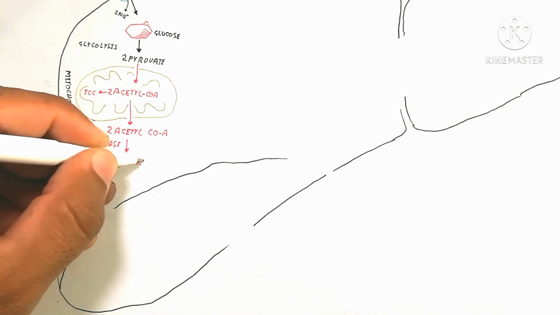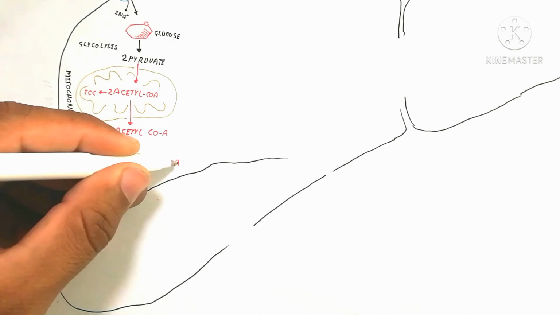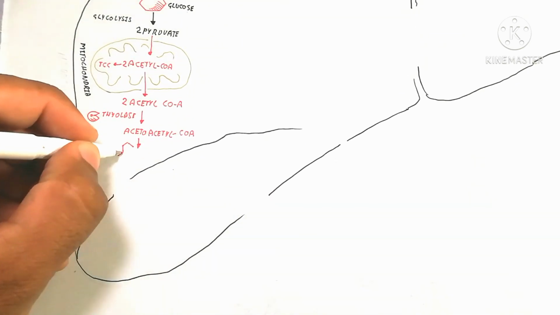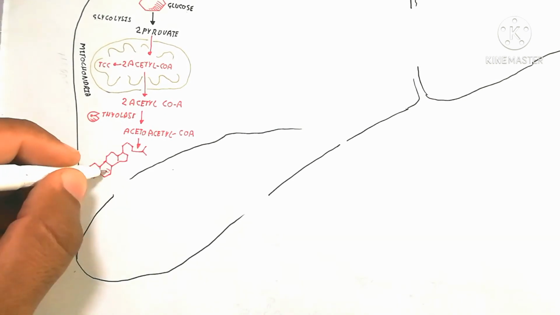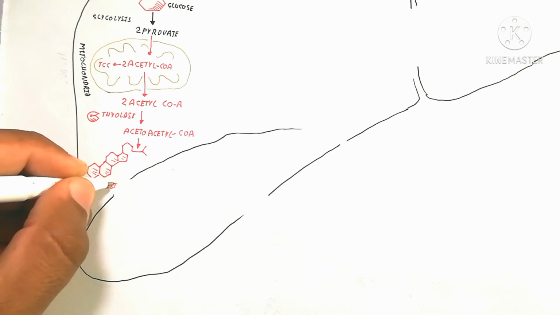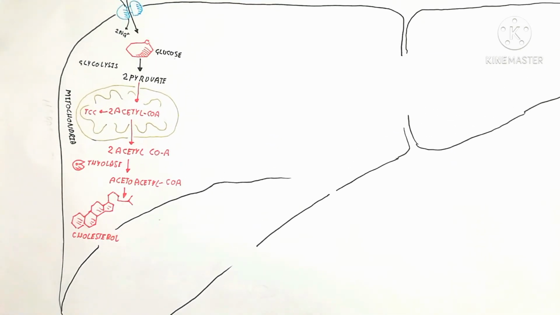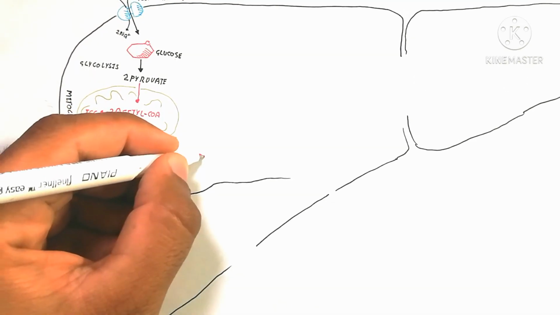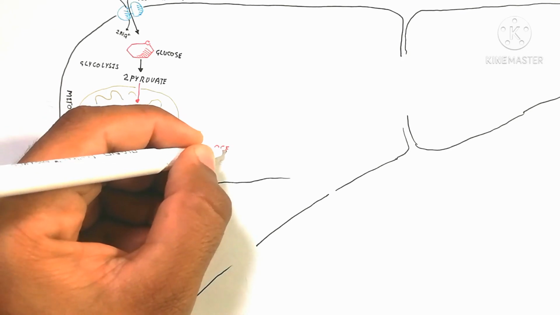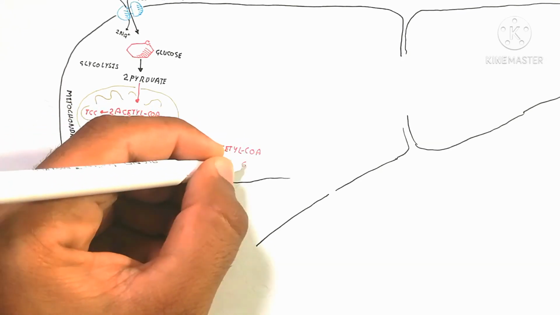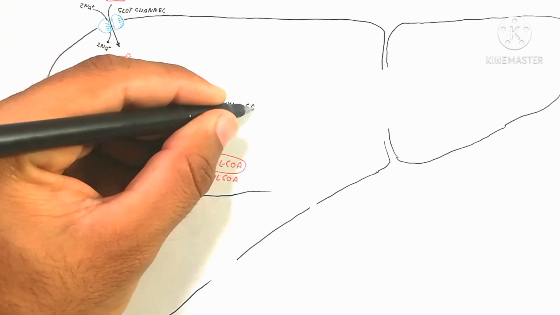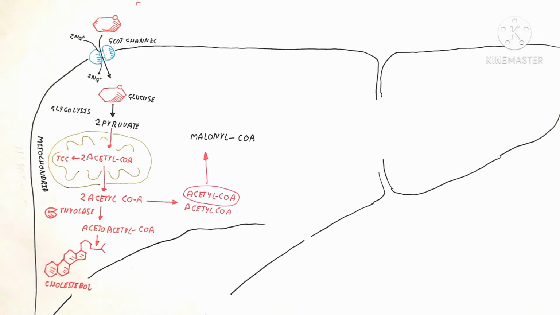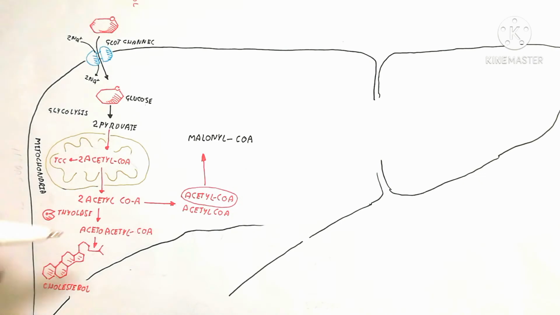into the cytosol, and 2 acetyl-CoA will be converted in the presence of the enzyme thiolase to produce acetyl-CoA. This acetyl-CoA has the major function of producing cholesterol by chemical reactions. This cholesterol looks like this. On the other hand, one acetyl-CoA molecule separates from two and is converted into malonyl-CoA.